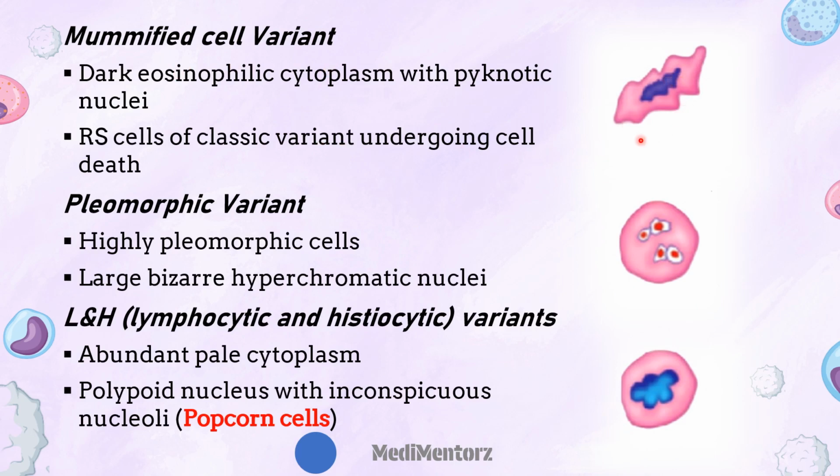Next are the LH variants. They contain abundant pale cytoplasm and the nucleus is polypoid with inconspicuous nucleoli, giving rise to a shape similar to a popcorn kernel. That's why these LH variants are called popcorn cells.